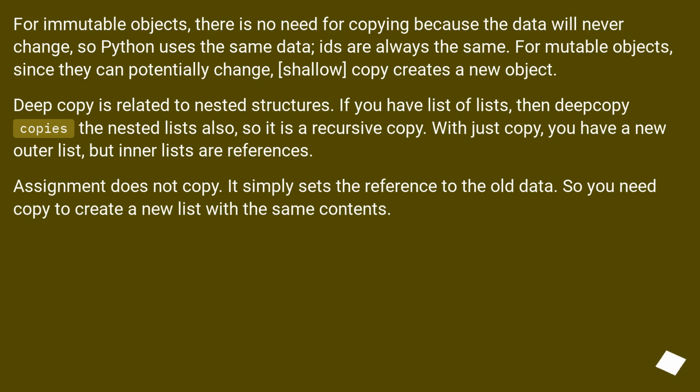For immutable objects, there is no need for copying because the data will never change, so Python uses the same data. IDs are always the same. For mutable objects, since they can potentially change, shallow copy creates a new object. Deep copy is related to nested structures. If you have a list of lists, then deep copy copies the nested lists also, so it is a recursive copy. With just copy, you have a new outer list, but inner lists are references. Assignment does not copy. It simply sets the reference to the old data. So you need copy to create a new list with the same contents.